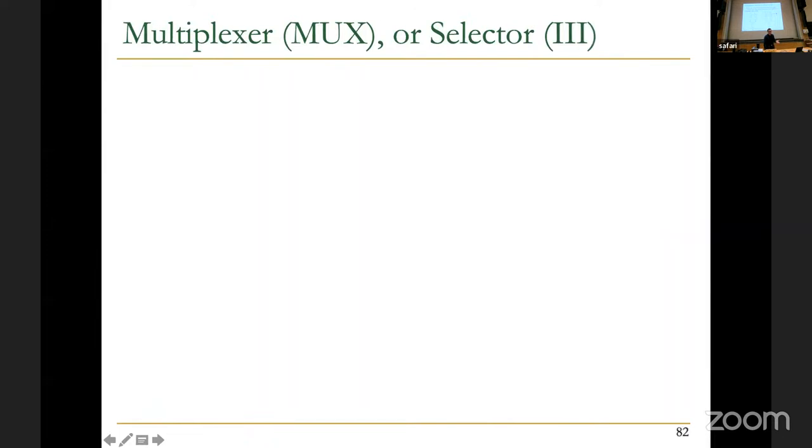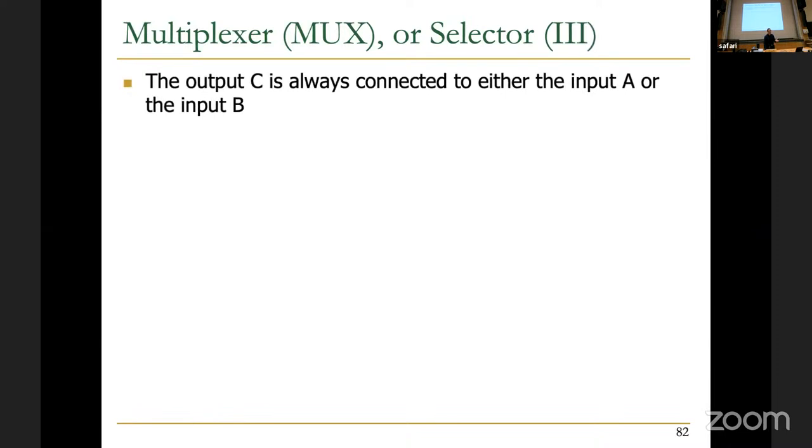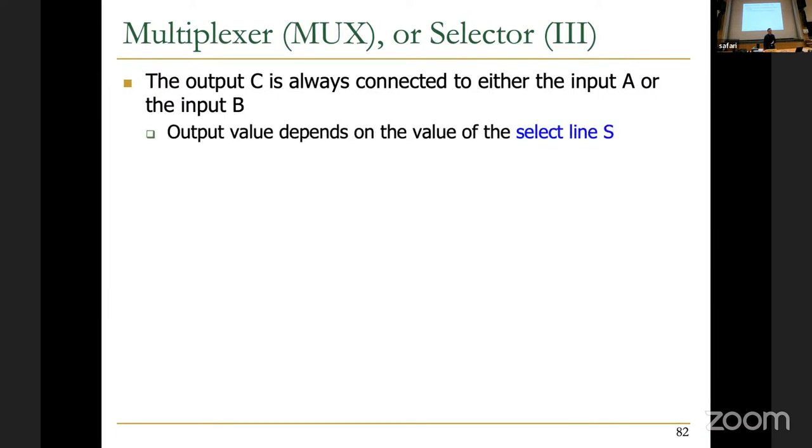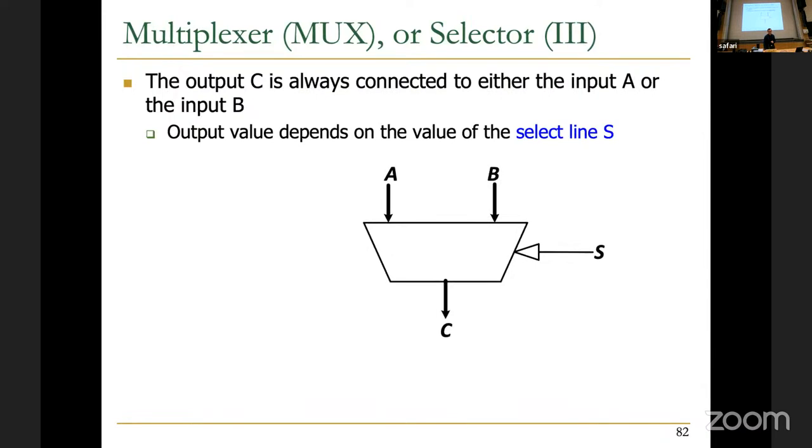Now you can build logic gates like this, or more complex logic structures like this. The output C is always connected to either the input A or input B. The output value depends on the value of the select line in this case. So select input is usually called a control input. It's still an input to the gate, but control inputs are usually marked as white arrows like this to distinguish them from data inputs, as we will see when we build a simple processor. So A and B are data inputs, C is the output, and here S is used as a control input, a control signal.